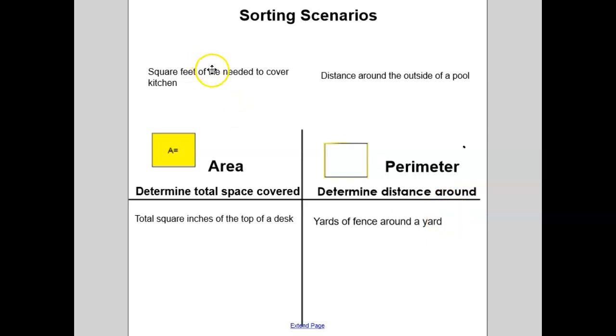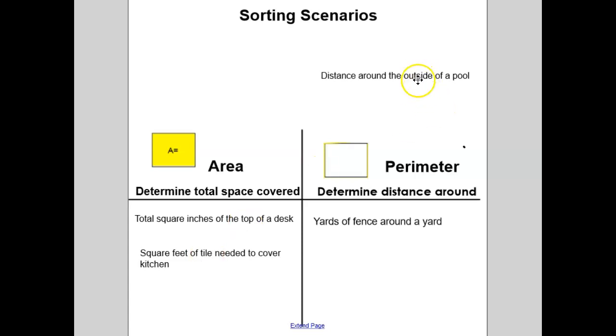Where did you put our first scenario? Square feet of tile needed to cover the kitchen. You're right. It is an area problem because it's asking for the total amount of tile you would need to cover the kitchen. It didn't just say the outside edges of the kitchen or the perimeter of the kitchen. It asked for the amount of tile you would need to cover the entire kitchen. It also said square feet of tile. Well, I know area is always measured in square feet.